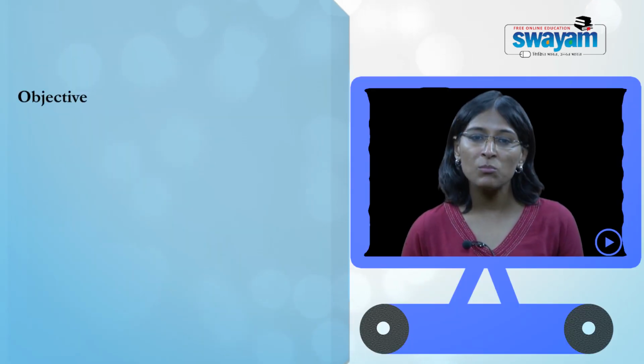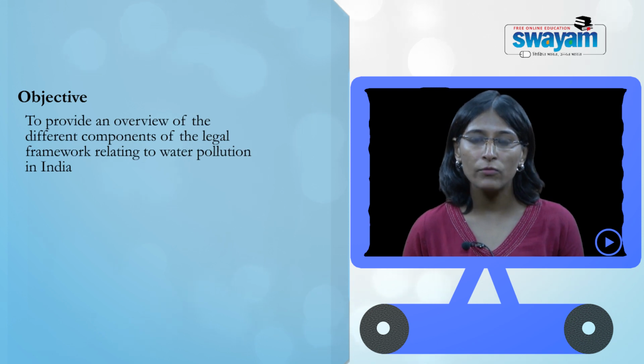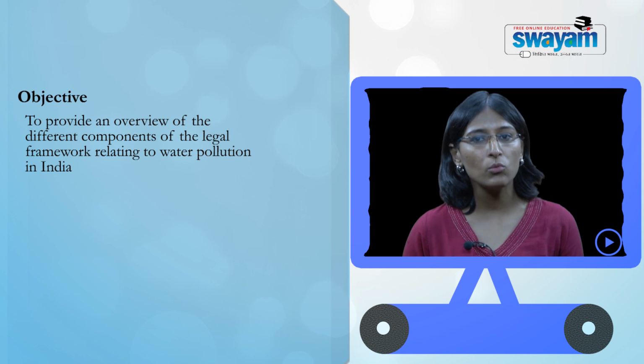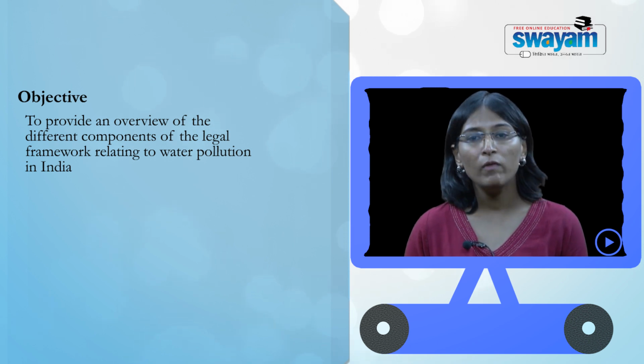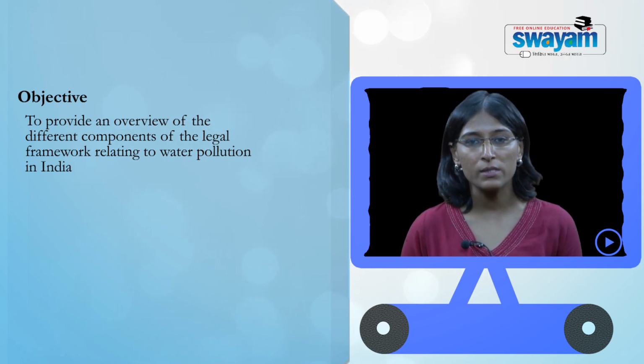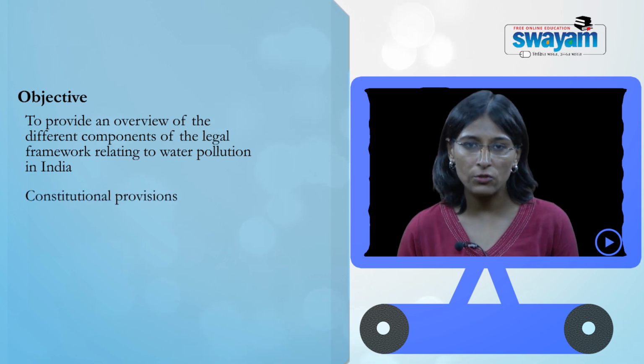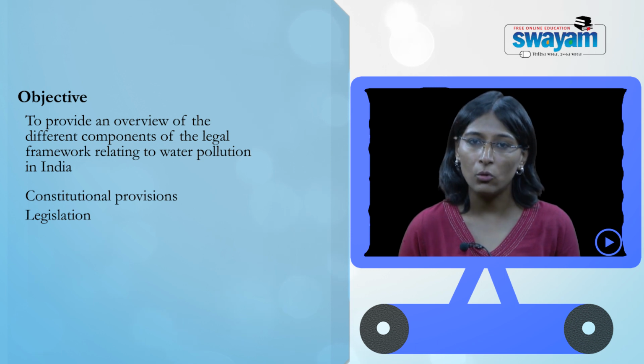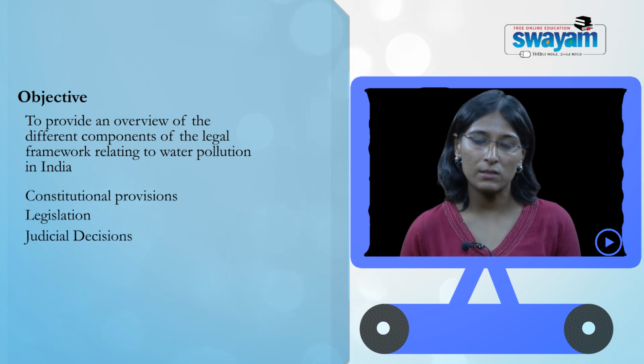Now, the objective of this module is to provide you with an overview of the different components of the legal framework relating to water pollution in India. We'll be looking at three main sources. One is, of course, the Constitution of India, then is legislation, also known as acts or laws, and third, the judicial decisions. And today, we'll be focusing on decisions from the Supreme Court of India.